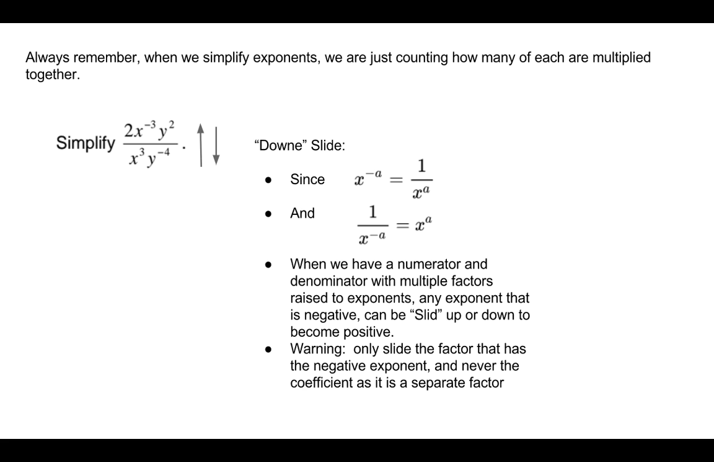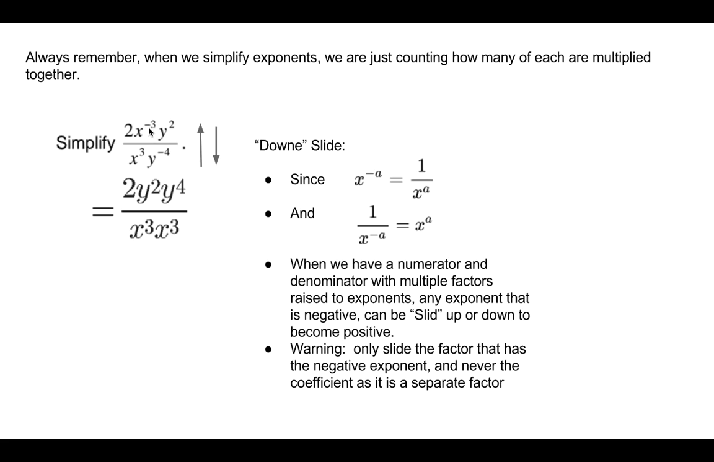When we have a numerator and denominator with multiple factors raised to exponents, which is what we have here, so we've got 2, an x, a y, and an x and a y, all raised to exponents, any exponent that is negative, so this negative 3 and this negative 4, can be slid up or down to become positive. One warning here is we can't slide anything that isn't negative. So you can't slide the 2 down. You can't slide the y squared down. You're going to leave the x cubed there. We only slide the things that are negative.